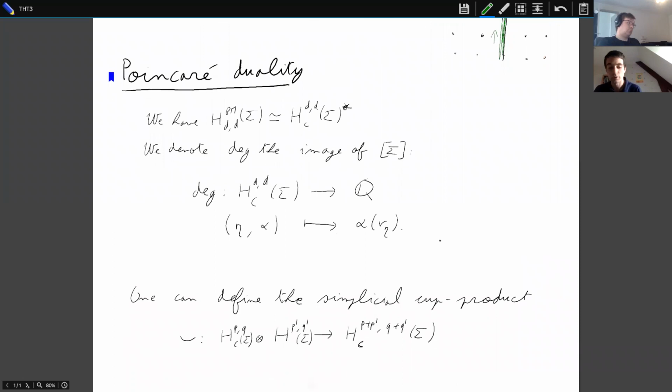Okay, so now I can talk about Poincaré duality for sigma, which is open. So we have still this isomorphism between homology and cohomology, and the dual of cohomology. And so I can associate to the fundamental class an element in this. I call it the degree, and so I get the degree from HG of sigma compact to Q, which maps any facet eta, sum alpha, to the value of alpha evaluated on nu eta. So you can see this as an integral of the form on the tropical variety, if you want.